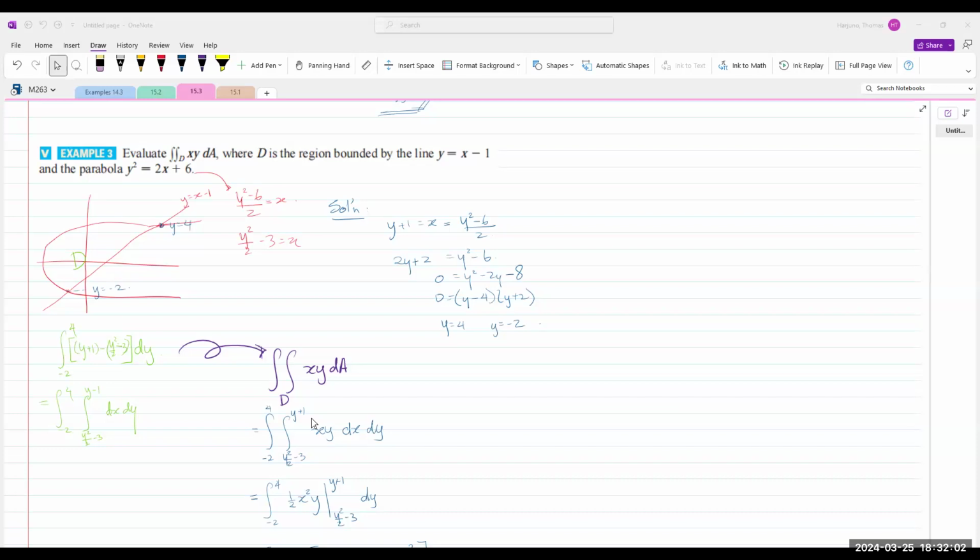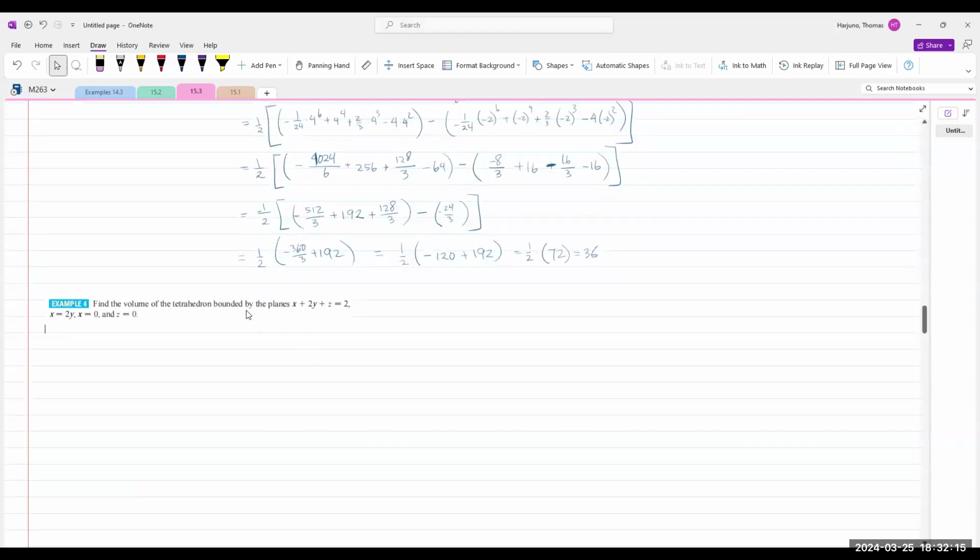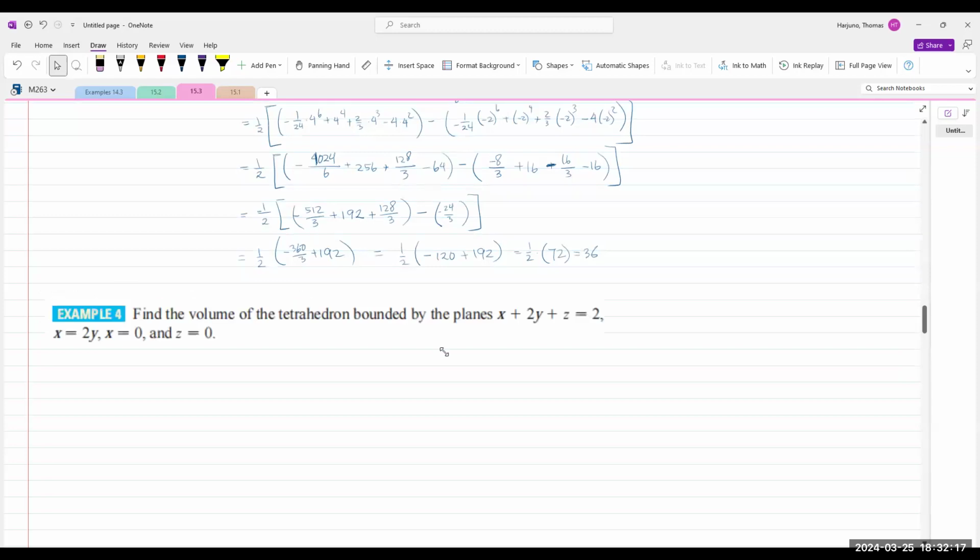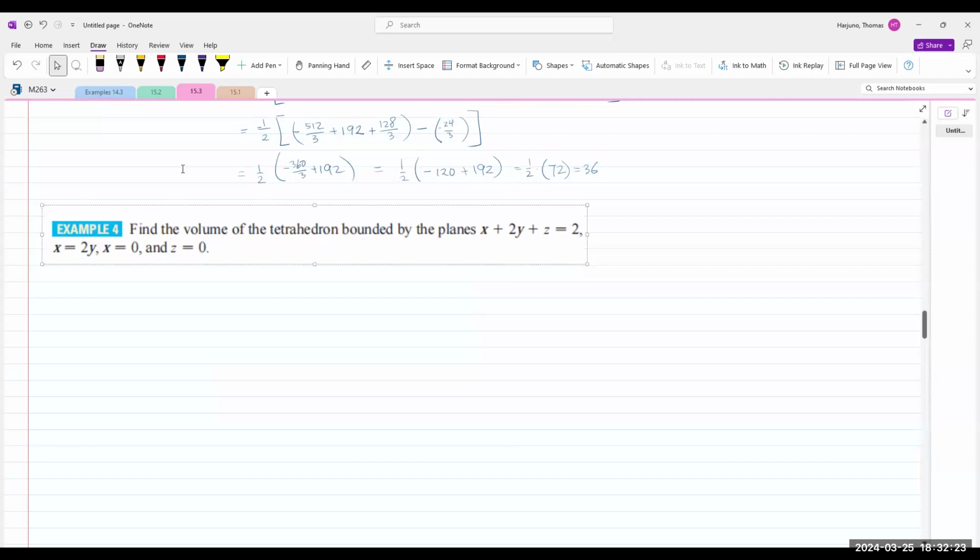I think this next example is the hardest. Be very patient with that. Example 4. Find the volume of the tetrahedron bounded by the planes x plus 2y plus z equals 2. Let's see. So that's the plane. This is x over 2 plus y over 1 plus z over 2 equals 1.